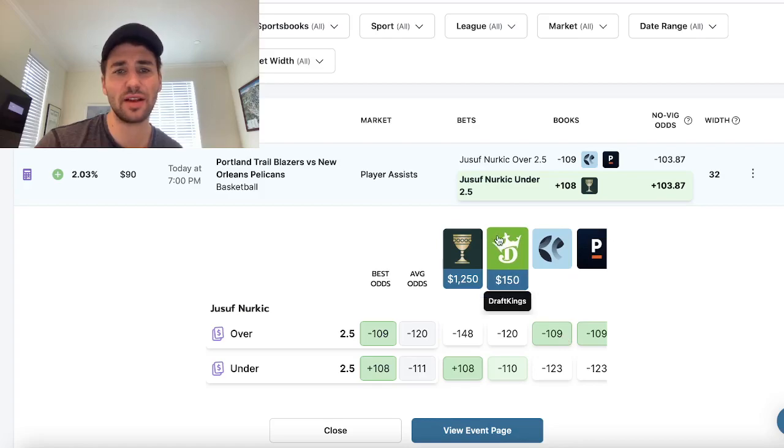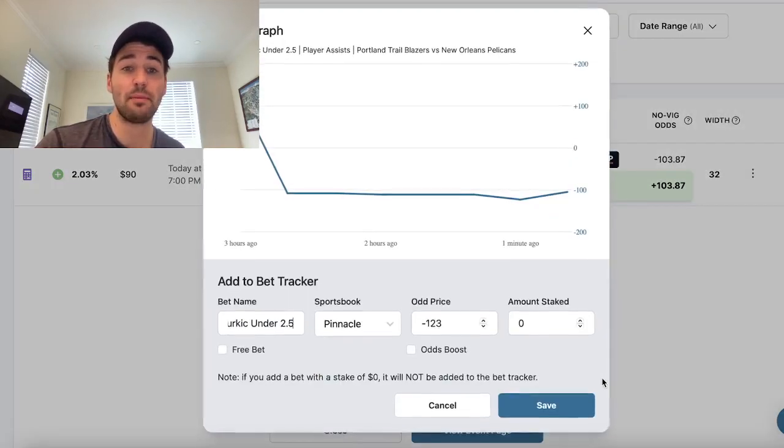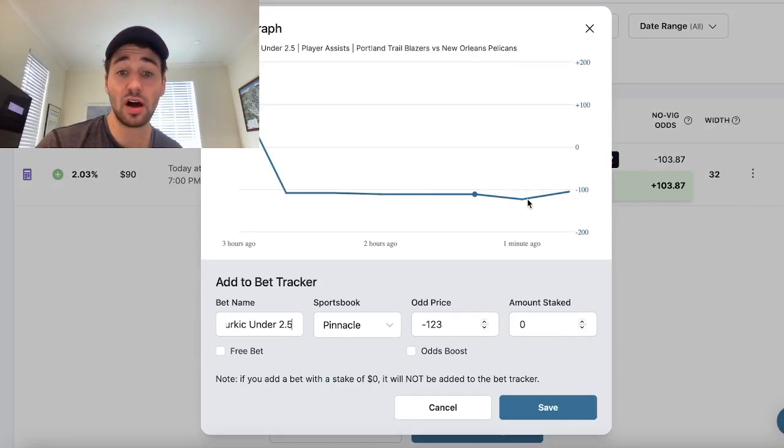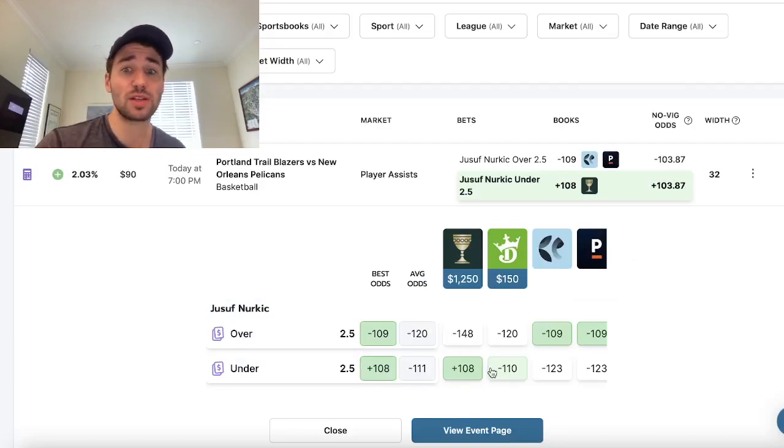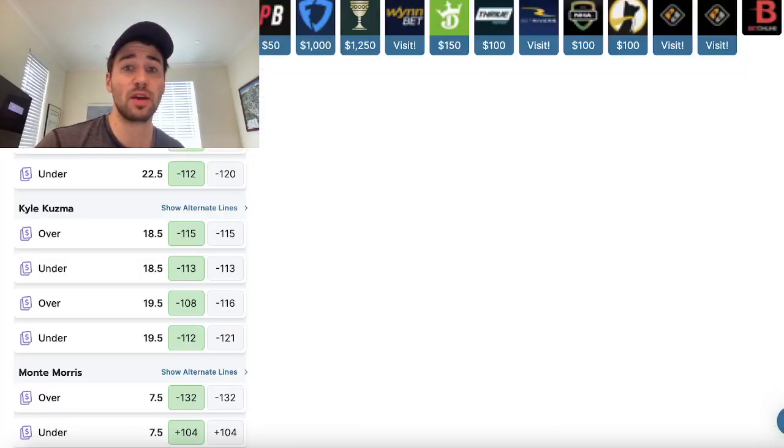And you can see here, it's the same concepts that apply to betting on sportsbooks. DraftKings has this at minus 110. Pinnacle, one of the sharpest bookmakers in the world, is pricing this at minus 123. You can click on the odds to see the line history chart, which is pretty cool. And we're getting plus 108 on Caesars. Clear value, that's something we want to slam.